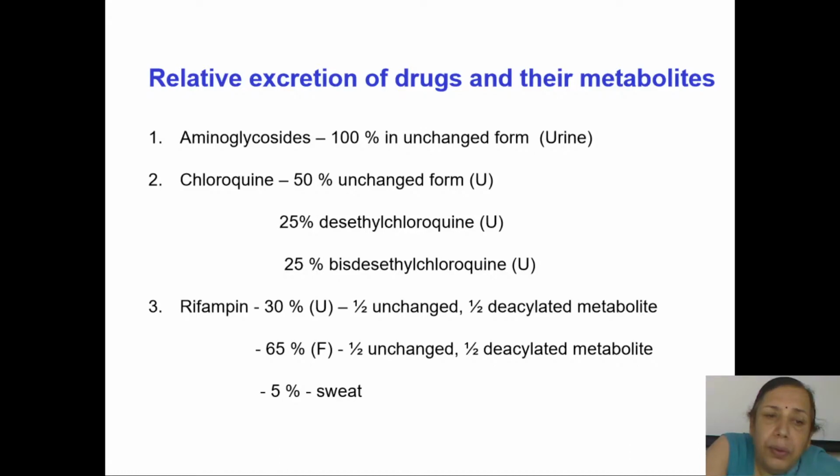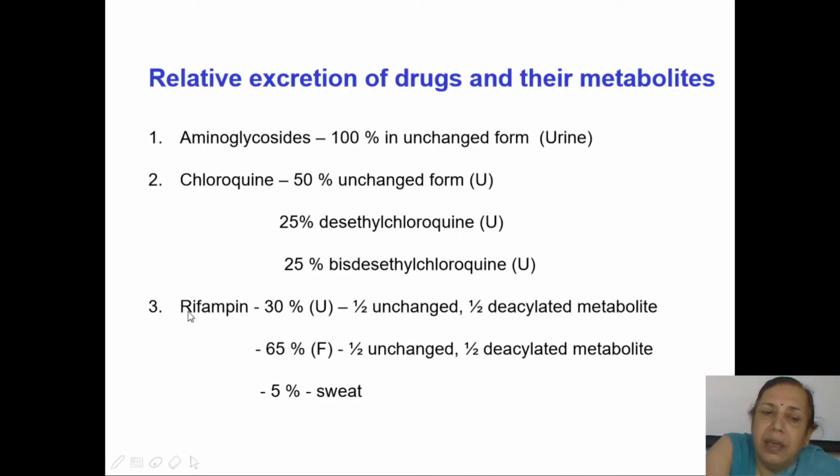Now, if we look at certain examples, how much of drug is being excreted and how much of metabolites are being excreted, there are some examples mentioned here. You see, aminoglycosides, they do not undergo any metabolic transformation and 100% of unchanged form is excreted in the urine. For chloroquine, unchanged form is also excreted in the urine to the extent of 50%, and the rest of the 50% of the drug is undergoing metabolism, and you have two kinds of metabolites being generated to the extent of 25% each, and they are also excreted in the urine.